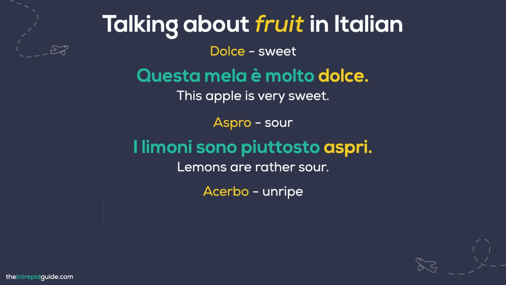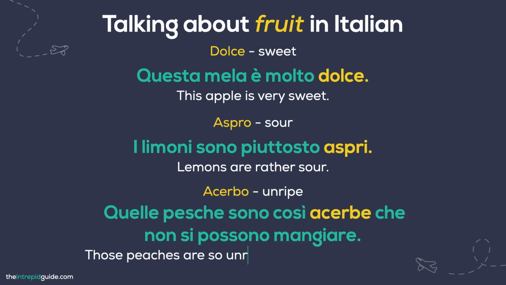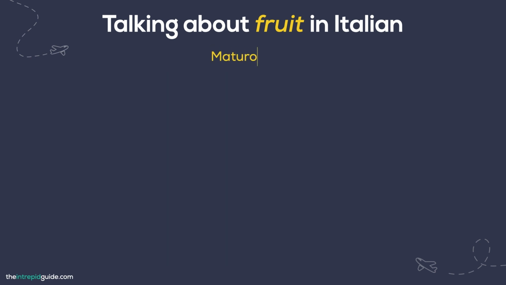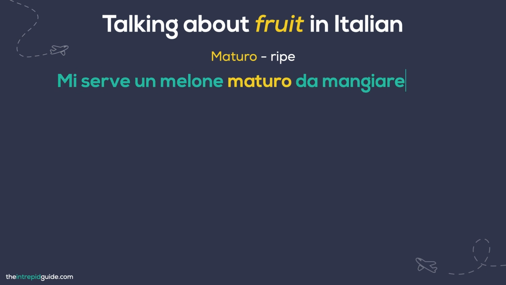Acerbo. Unripe, as in, Quelle pesche sono così acerbe che non si possono mangiare. Those peaches are so unripe that you can't eat them. Maturo. Ripe, as in, Mi serve un melone maturo da mangiare oggi. I need a ripe melon to eat today.